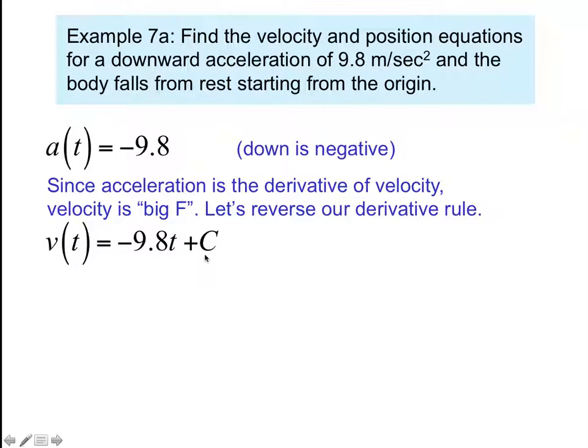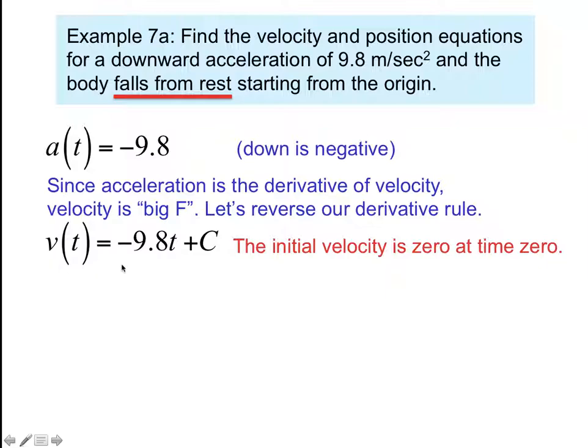Now we're going to deal with actually finding this plus c. This plus c is what we call an initial condition. In other words, it's the velocity that we have at the beginning. In the statement, it says the body falls from rest. From rest means an initial velocity of 0, so this c is in fact 0. So this velocity function becomes negative 9.8t. We don't have to write the plus 0, so there's our velocity function.